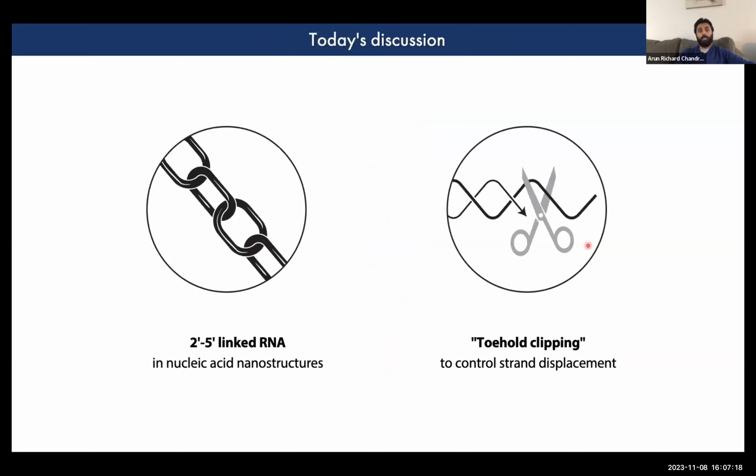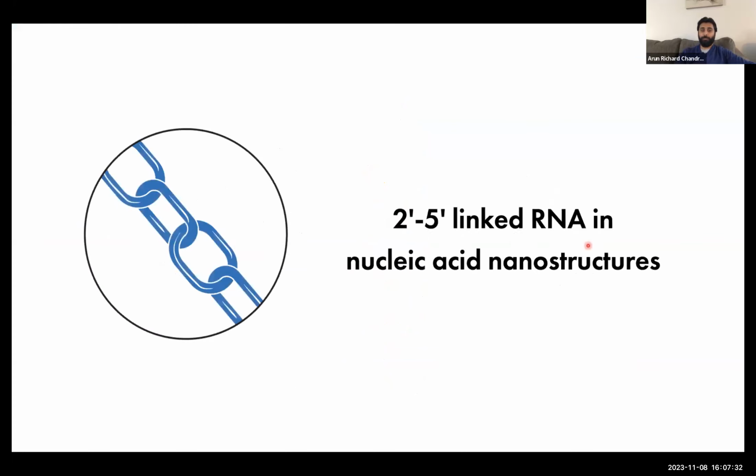Specifically, I'll talk about 2 projects that we have done recently. One is the use of 2'-5' linked RNA in nucleic acid nanostructures. And the second is where we developed a toehold clipping strategy to control strand displacement. So I'll first kick off with using 2'-5' linked RNA in nucleic acid nanostructures.